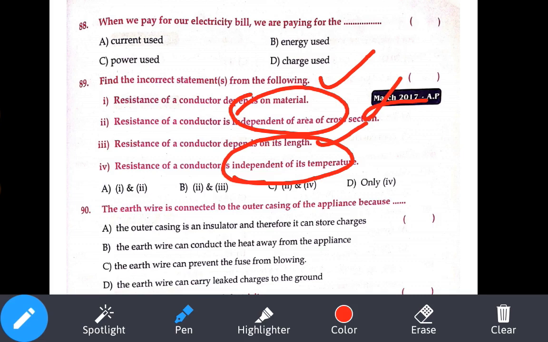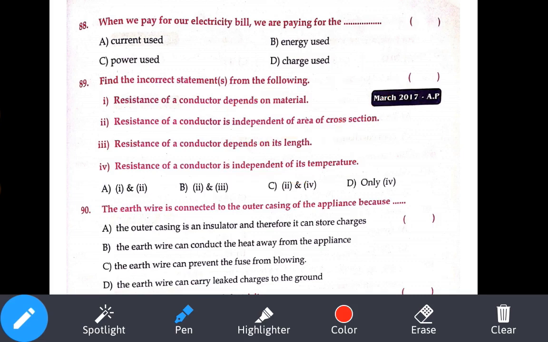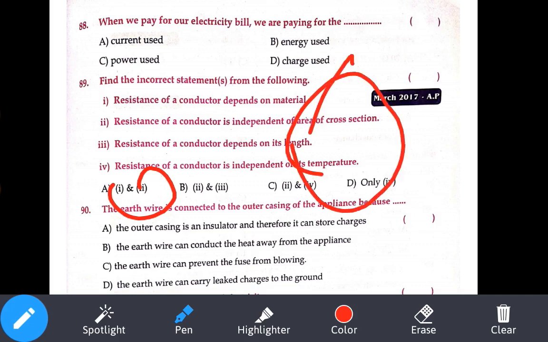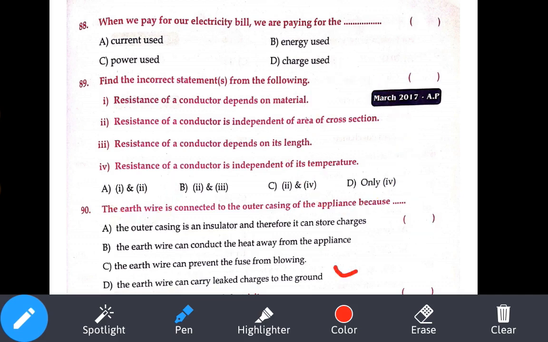So 2 and 4 are wrong. Which option? Option C. The earth wire is connected to the outer casing of the appliance. For any appliance, we connect one earth wire. Why? Because if any leakage of charge or current occurs in that appliance, it goes to the earth, so that we cannot get any shock. So option D.